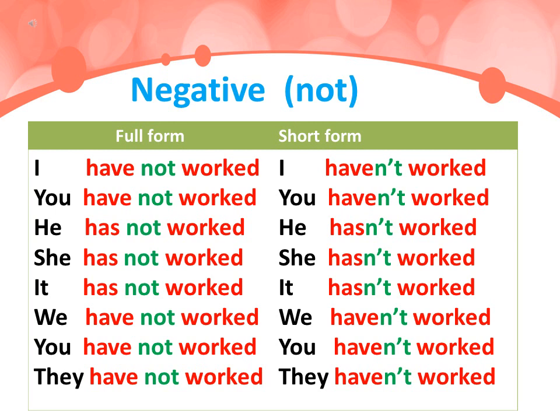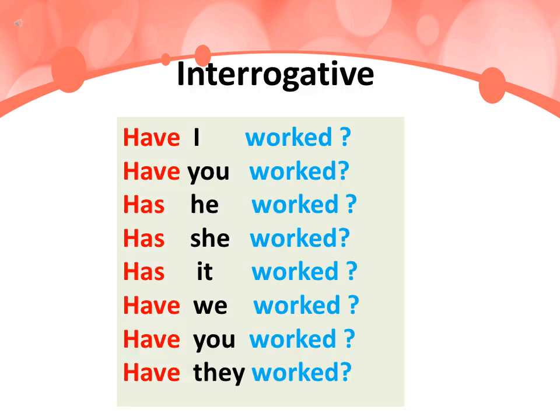Now let's see the negative form. So for the full form, I have not worked, you have not worked, he has not worked, she has not worked, it has not worked, we have not worked, you have not worked, they have not worked. As you've noticed here, we put not between have and the past participle of the verb. In the short form, I haven't worked, you haven't worked, he hasn't worked, she hasn't worked, it hasn't worked, we haven't worked, you haven't worked, they haven't worked.